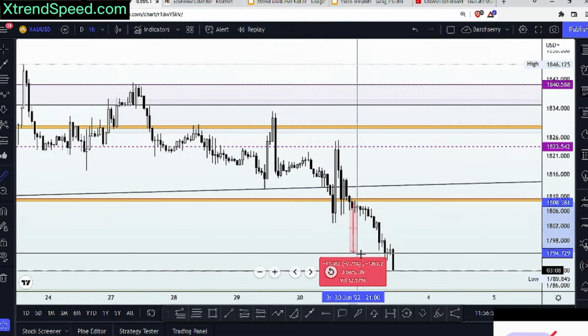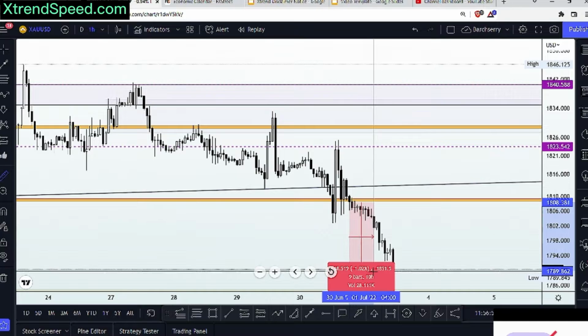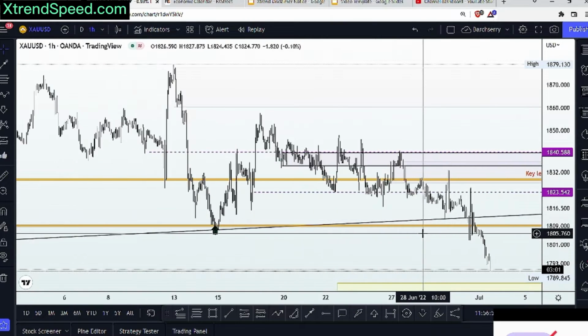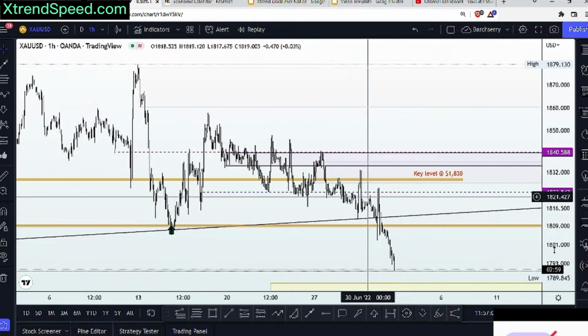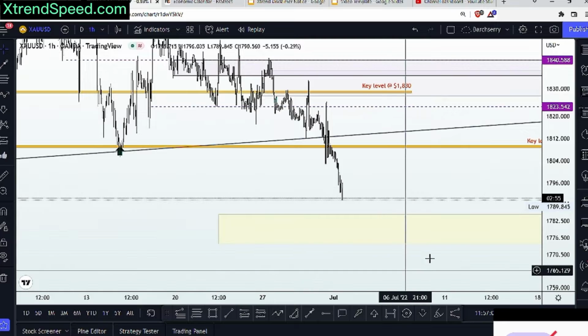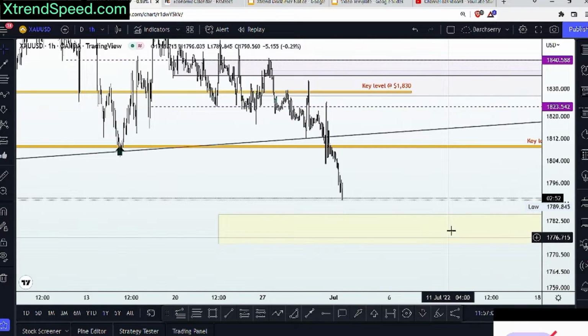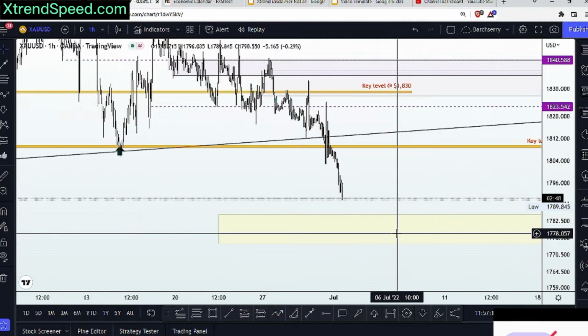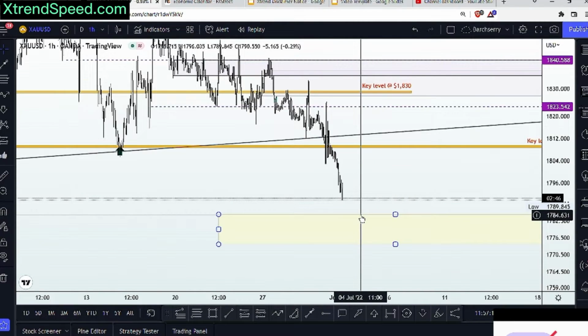So we will be running around about, I think, 1,800 pips right now. And remember, where was our take profit target? Our take profit targets fell around the $1,775 and $1,785 area, the area highlighted in this yellow box. So that's where our take profit target is going to be for the meantime.